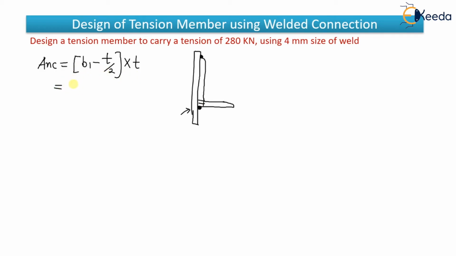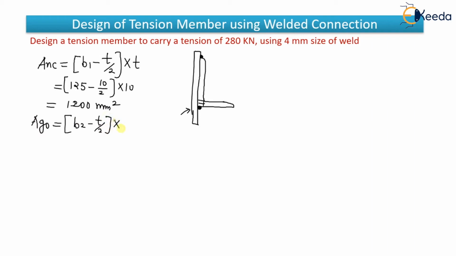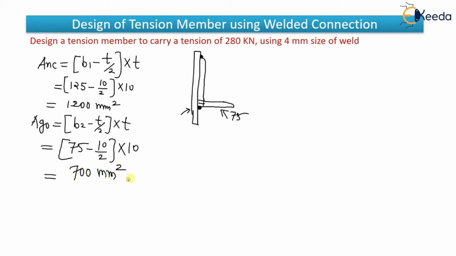Okay, so B1 is how much? 125 minus T by 2, that is 10 by 2, into 10. Okay, so this one will be my ANC. How much will be the value of ANC? It will be 1200 mm². Okay, now same for AGO, that is the gross area, so it will be B2 minus T by 2 into T. What is B2? It is this one, it is 75 mm. Okay, so I'll put 75 minus 10 by 2 into 10. Okay, now AGO will be 700 mm². You can pause the video and you can check the calculations.